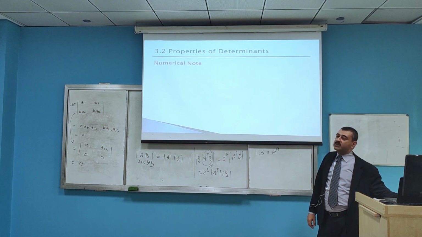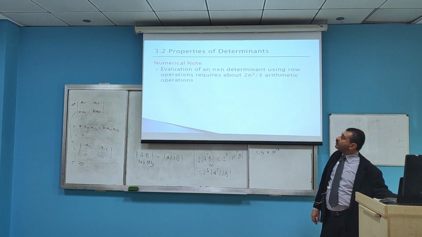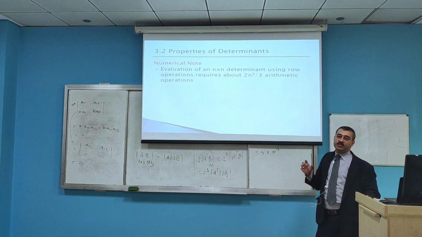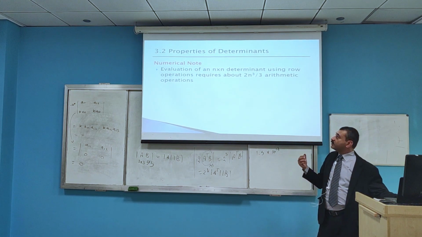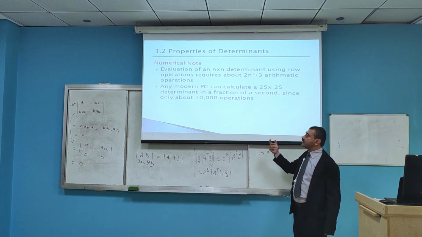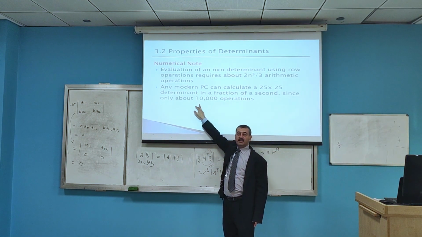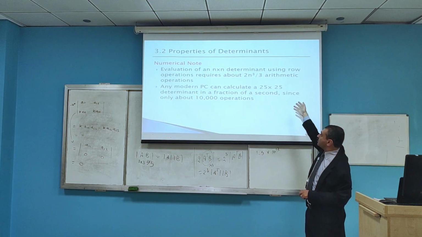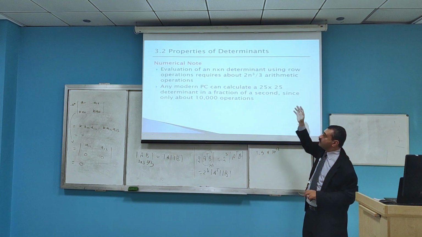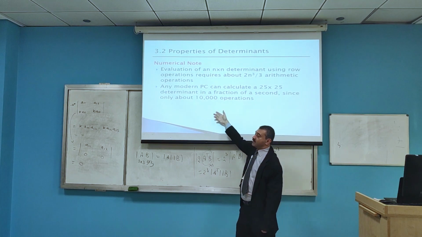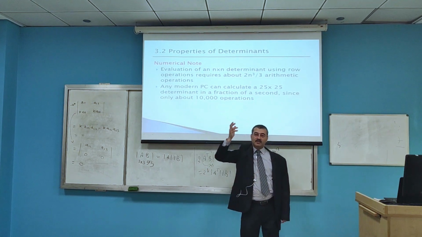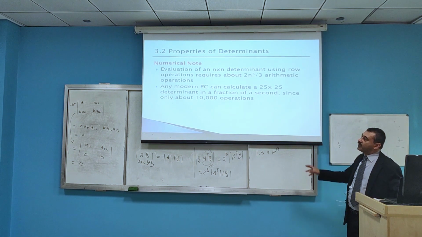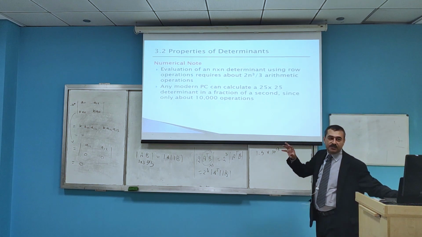Numerically, if you compare this with the previous method, the number of multiplications is proportional to 2n cubed over 3. This is much less than n factorial. For example, for 25, you get around 10,000 operations instead of 10 to the power 25 operations in the previous method. If your computer performs 1 trillion operations per second and your algorithm needs 10,000 operations, it would be nothing, a fraction of a second. So on a computer, you find the determinant using the reduction.